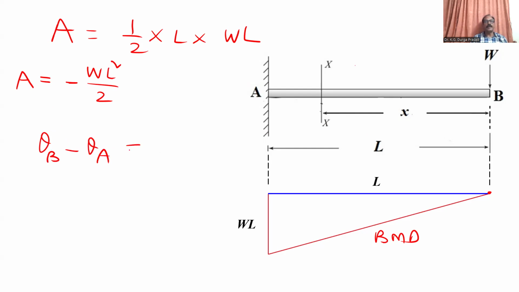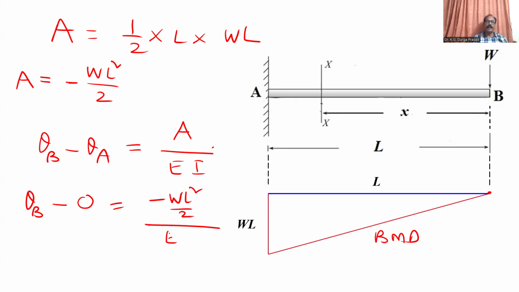Theta B minus theta A equals the area of the bending moment diagram divided by EI. Right? Now, what is the meaning of theta B? Slope at point B, right? What is theta A? Slope at point A. Already I told you, at the fixed support, what is the slope? 0. So theta B minus 0, you are getting, what is A? Minus W L square by 2 divided by EI.